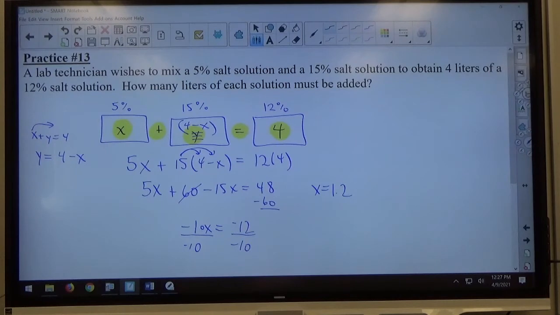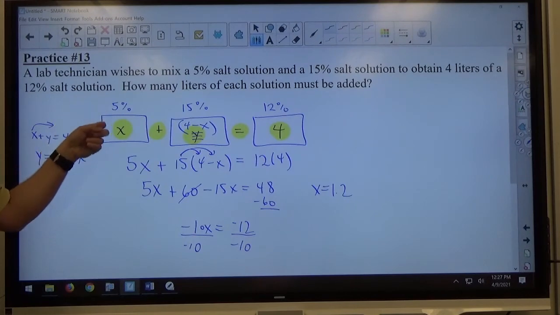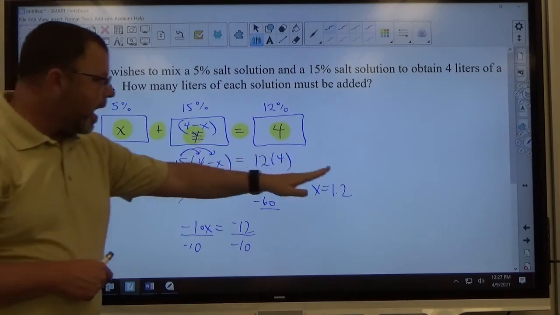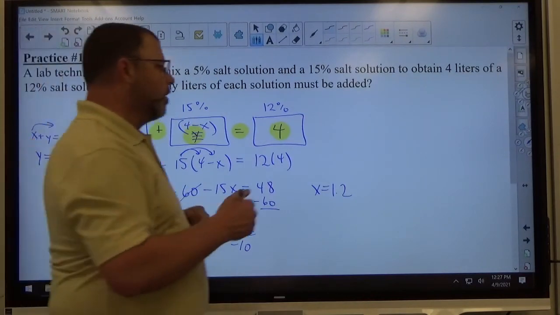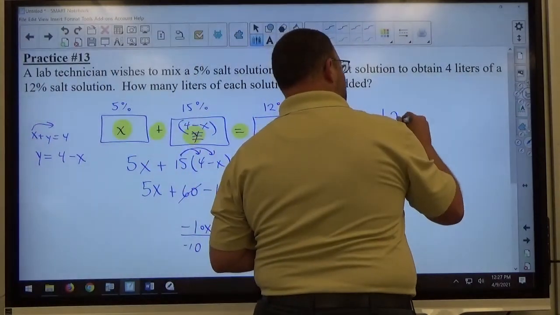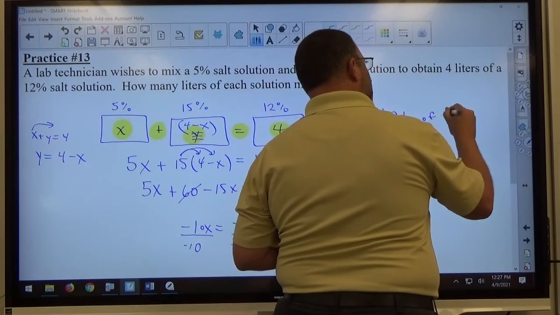Now our task, we're the pharmacist mixing up these salt solutions. Our task is to know how much of each to use. So x equals 1.2 is the answer for x. What does x represent, going back to the boxes? Where's x located? X is located in the 5% box. So x is how many liters of 5% solution we're using, right? So we're going to get 1.2 liters of 5% salt.